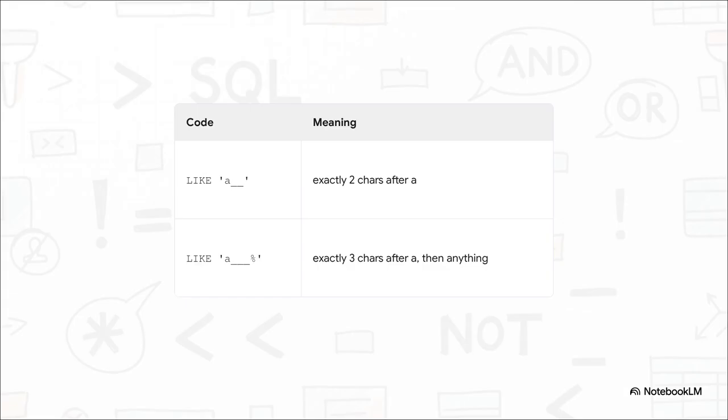The underscore is a lot more rigid. In the code like 'A__' with 2 underscores, those underscores are saying there must be exactly 2 characters after the A. So it would find Amy, but definitely not Adam. You can actually even mix these wildcards together to build highly complex search patterns. Something like 'A___%' with 3 underscores means the text absolutely must start with an A, followed by exactly 3 specific characters, and after that, the % says it can have anything else at all.